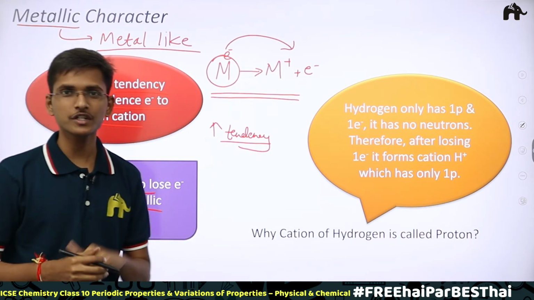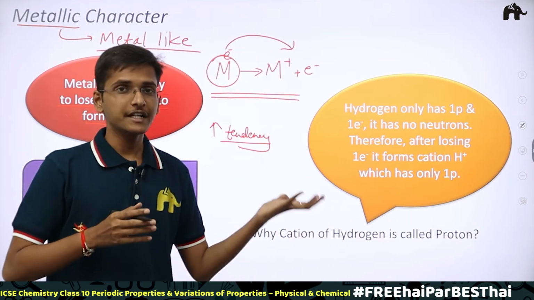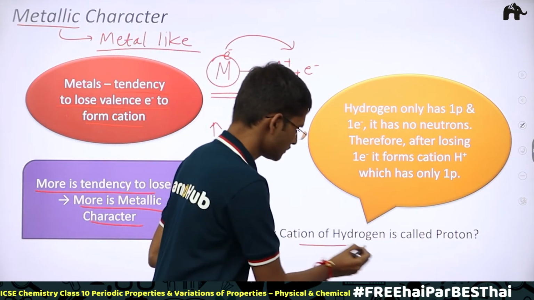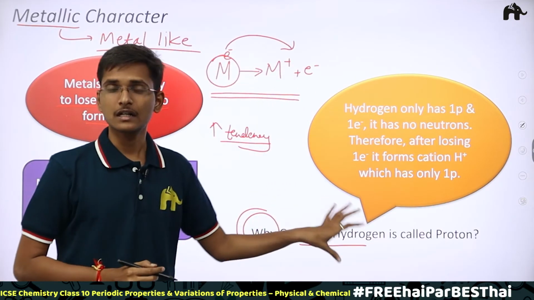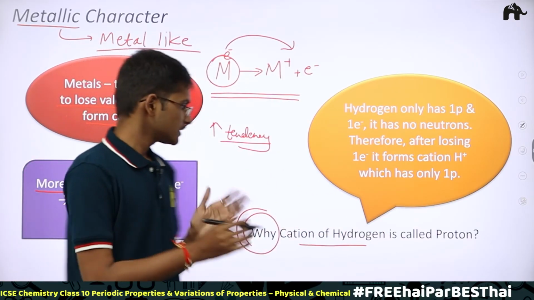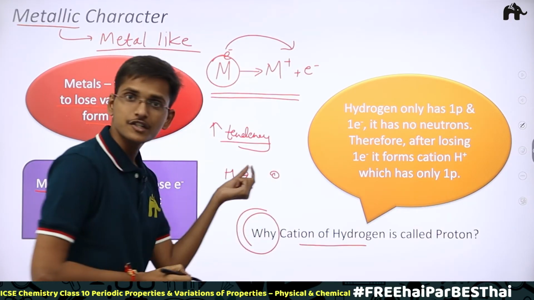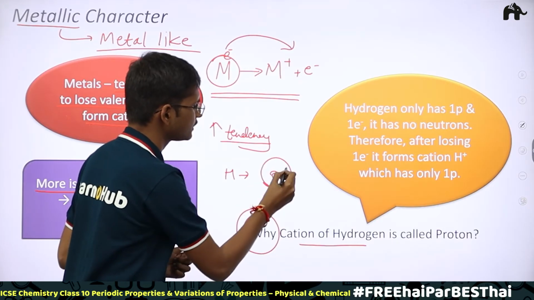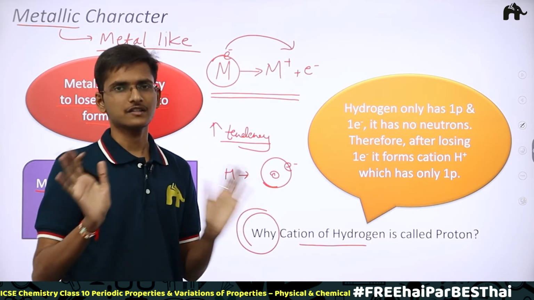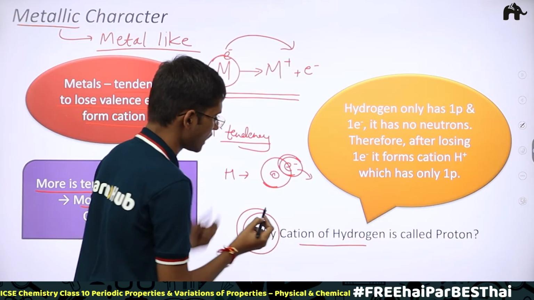Now, one more interesting question you can observe is, we call hydrogen's cation a proton. Have you observed it? Yes. But why do we call the cation of hydrogen a proton? Very simple. See, hydrogen only has one proton in its nucleus, and a very poor one electron in its first shell, which is the last shell. Now, after losing this electron, hydrogen becomes H plus.